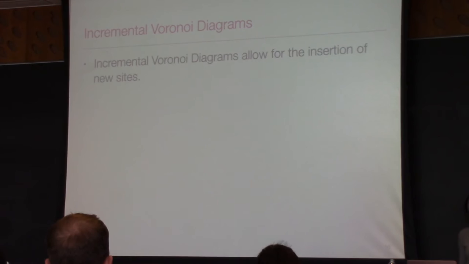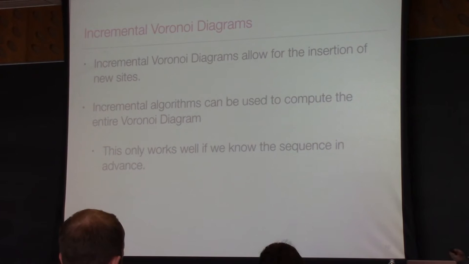So, basically, incremental Voronoi diagrams allow for the insertion of new sites, hopefully in a more efficient way than recomputing the whole diagram. There are a lot of algorithms used in the context of computing a static Voronoi diagram where you just incrementally add points. These are efficient if you know the sequence of points in advance, but not if you have dynamic points coming where you can't predict what the next point is. So for example, are there any questions?